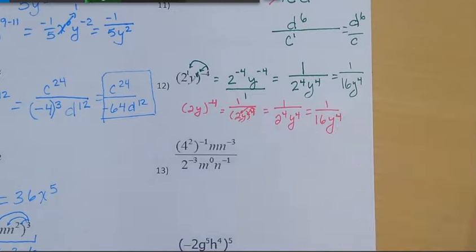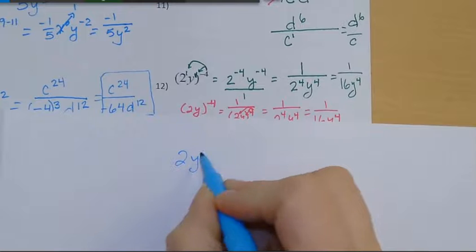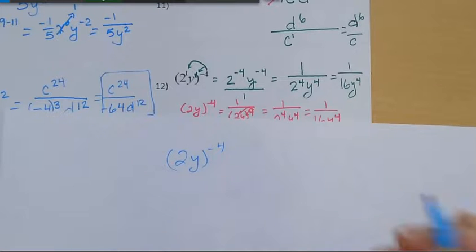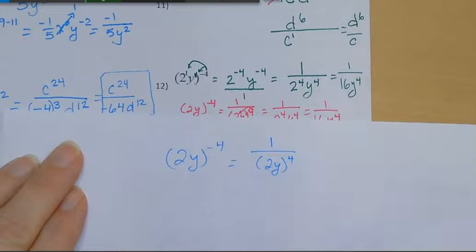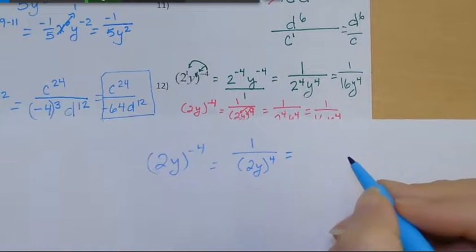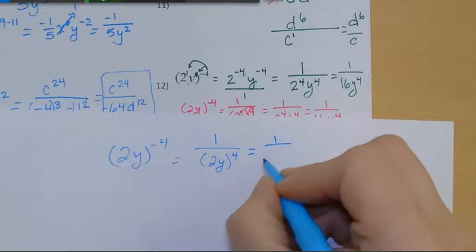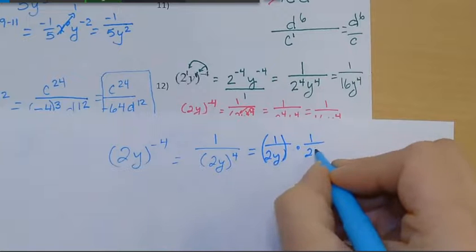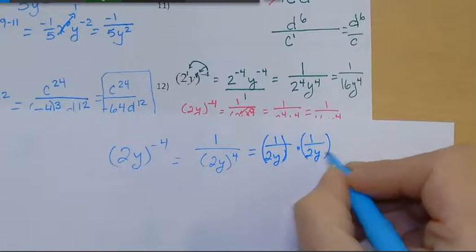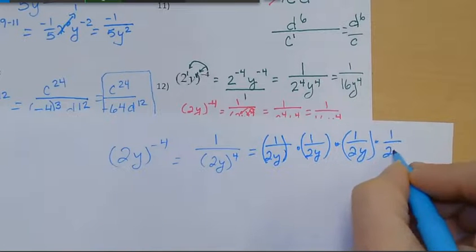And one more final way to look at this is if I imagine that I have 2y, all in parentheses, to the negative 4. If I change that so that it is 1 over quantity 2y raised to the 4th power, I can expand that out, and I can remind myself that this is y, that 2 also gets the power. This is the same as 1 over 2y, times 1 over 2y, times 1 over 2y, times 1 over 2y.